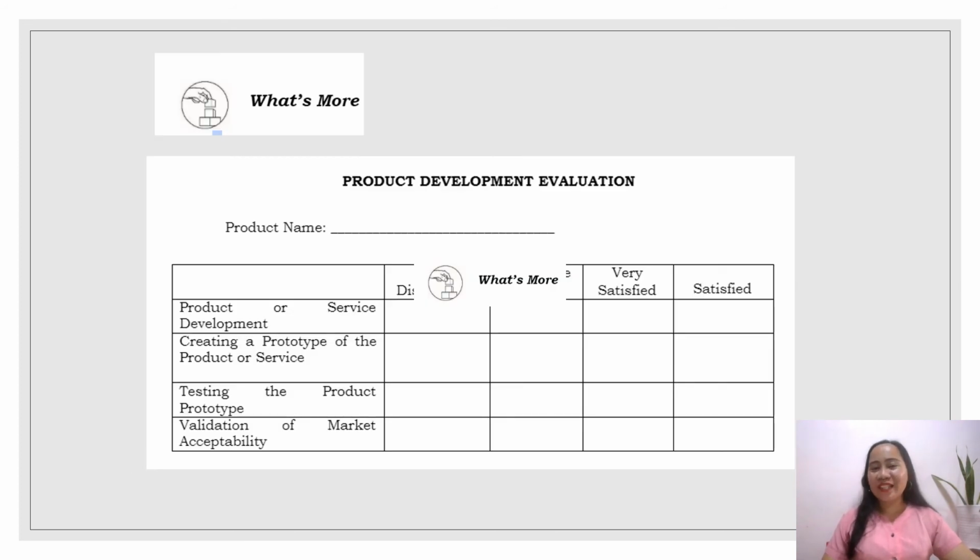Okay, so after which, in this module, you have to answer What's More. What's More talks about the product development evaluation. Here, you have to name your product. Then, you have to identify and know your product development stages here. Is it satisfying to your customer? Did your customer answer it? Are they very satisfied, or are they satisfied or not? So it is very important. So after doing the What's More part of the module, you have to do What I Can Do.